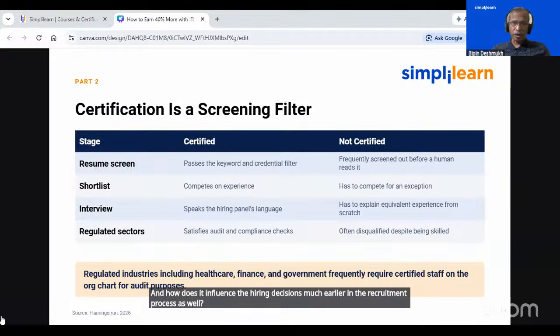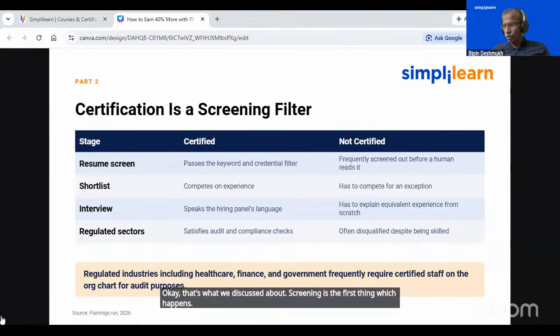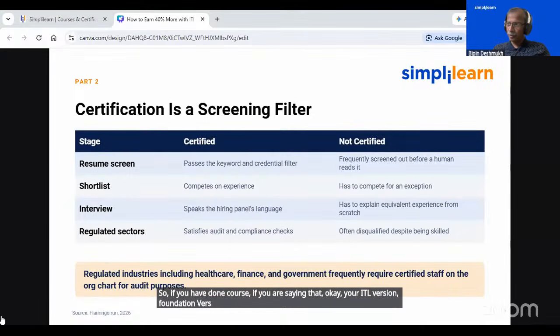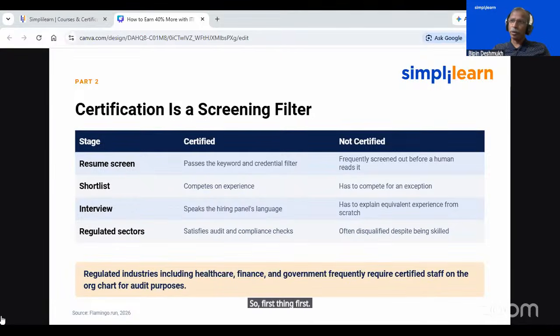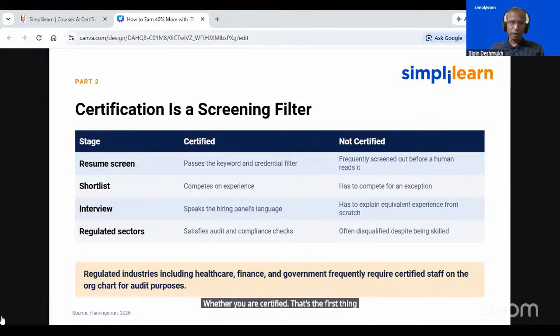Okay, that's what we discussed. Screening is the first thing which happens. So if you have done the course, if you are saying that, okay, you are ITIL foundation version 5 certified, your CV gets shortlisted very easily. So the first criteria people look at as search criteria, whether at Naukri or any other website or organization sites, the recruiter or the person in talent acquisition will look at whether you are certified. That's the first thing. After you are certified, you are shortlisted.